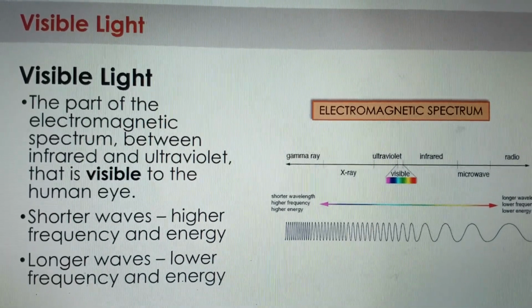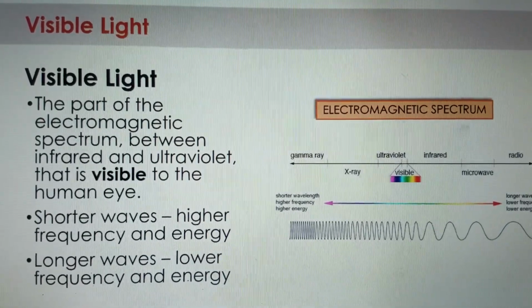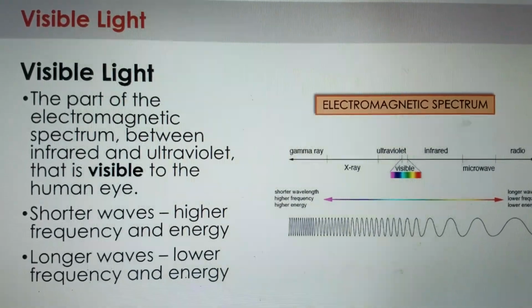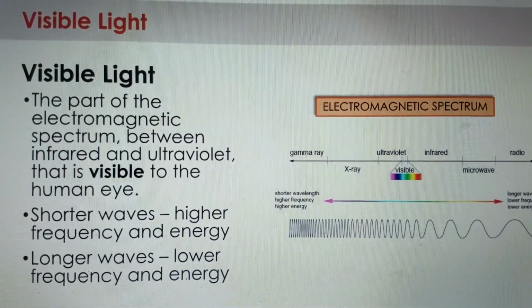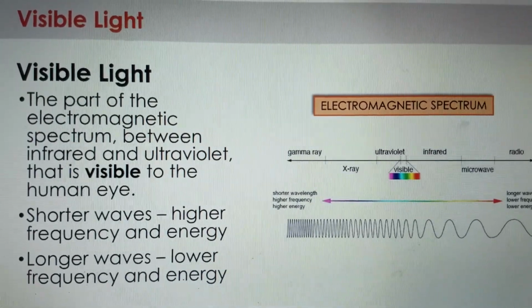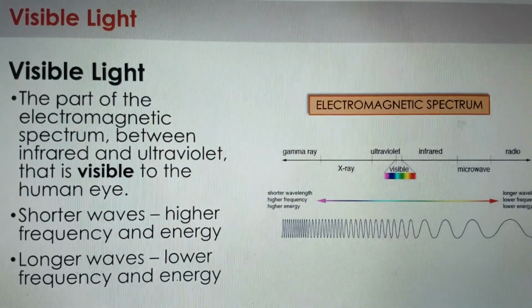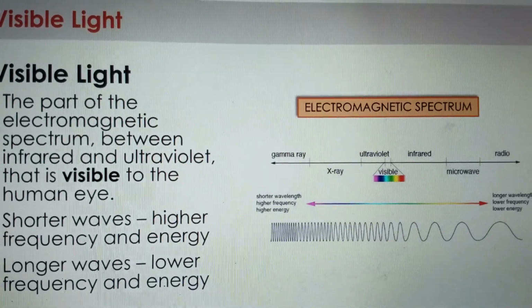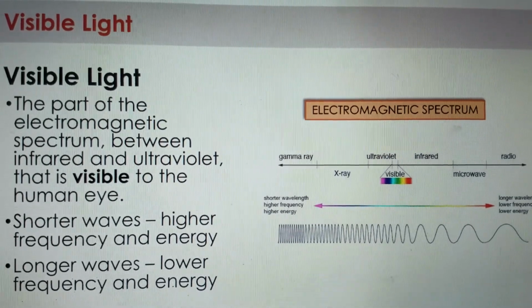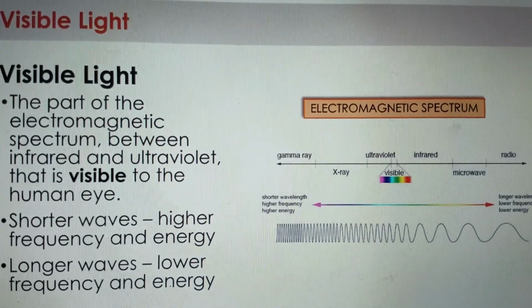If you remember from our discussions about wave structure, shorter waves, or waves with a shorter wavelength, have a higher frequency and therefore have more energy, whereas longer wavelengths give us waves with lower frequency and thus lower energy.